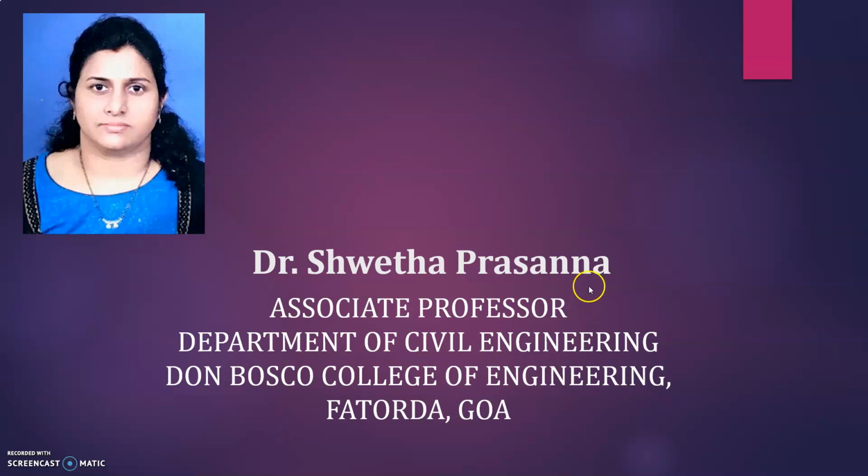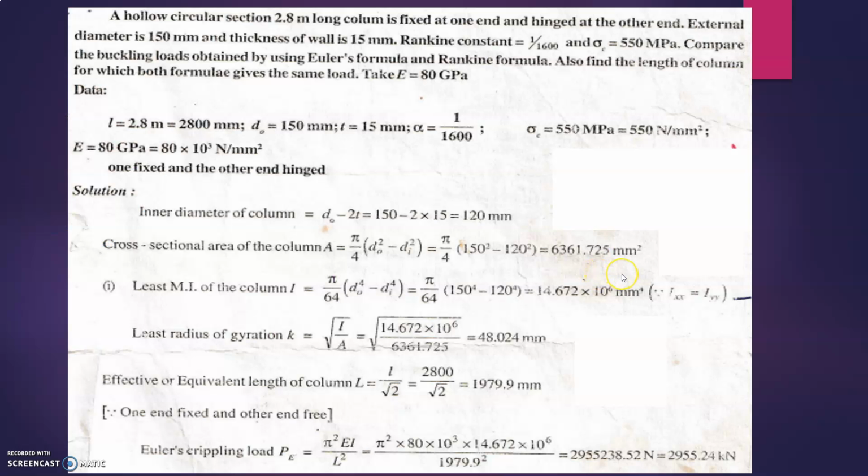Hello, my dear students. Let us take one more example on Euler's and Rankine's formula. A hollow circular section, 2.8 meter long column is fixed at one end and hinged at the other end. External diameter is 150 mm and thickness of wall is 15 mm. Rankine's constant alpha is equal to 1 divided by 1600, and sigma c is equal to 550 MPa.